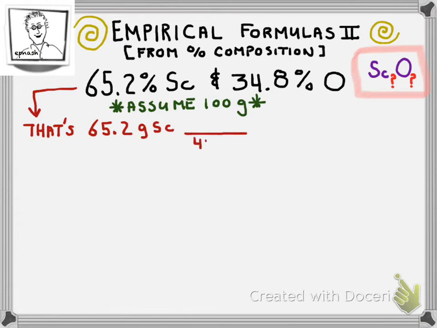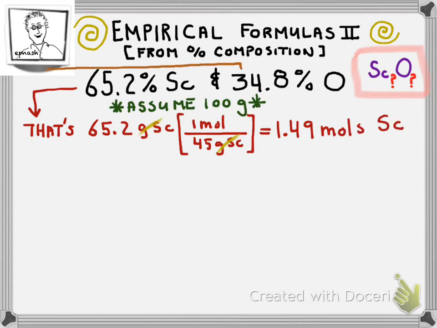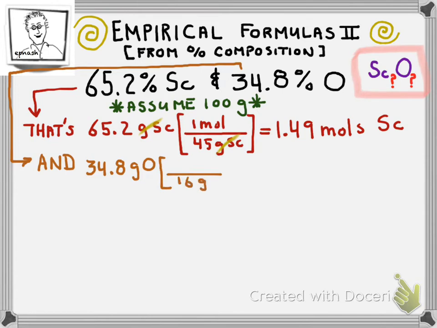65.2 grams would be scandium. Now, it's just like the problem we had before. You simply need to divide that number by the molar mass of the element. That gives you 1.49 moles of scandium. And do exactly the same thing with the oxygen. So 34.8 grams of oxygen divided by the molar mass of oxygen. And from that we get that we have 2.175 moles of oxygen.